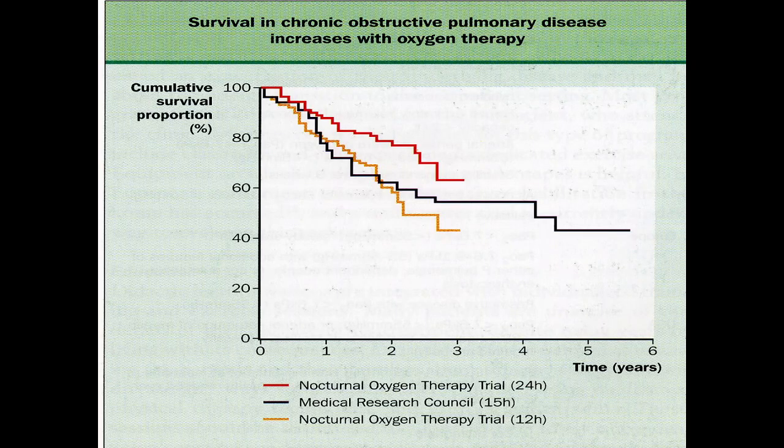This slide shows the effect of oxygen therapy on survival. The longer the patient uses the oxygen therapy, the better is the survival benefit. Those in the red line use the oxygen for almost 24 hours, those in black use it for 15 hours, and those in yellow use it for 12 hours. So oxygen therapy has to be used at least 15 hours a day to have a survival benefit.